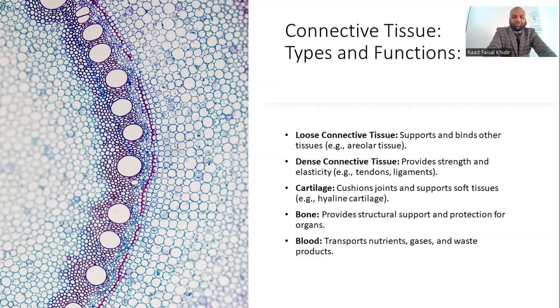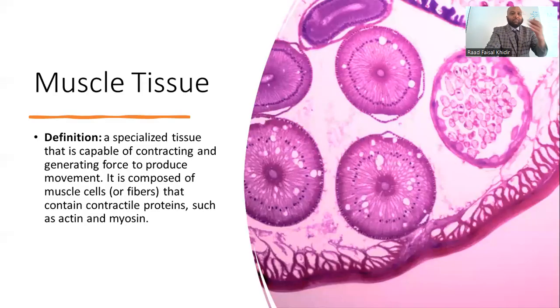Bone provides structural support and protection for the organs, and the blood transports nutrients, gases, and waste products. Muscle tissue. The definition of muscle tissue is that it is a specialized tissue that is capable of contracting and generating force to produce movement. It is composed of muscle cells or fibers that contain contractile proteins such as actin and myosin. Once they get excited, they contract. But remember, they will never contract unless they have been excited first.